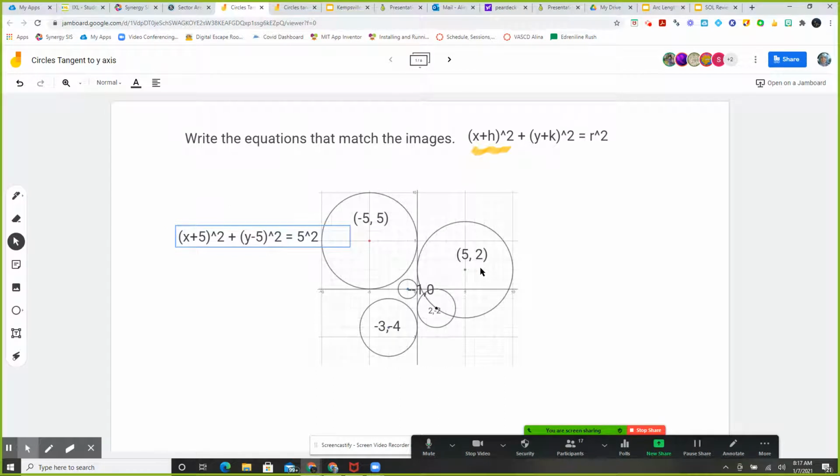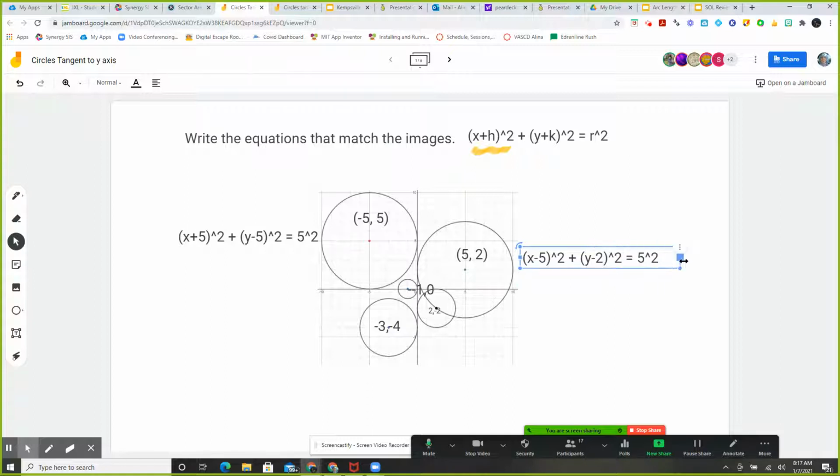What about this equation with the 5 and the 2? Help me write that one. X minus 5 squared plus y minus 2 squared. And then would it be 5 squared? 1, 2, 3, 4, 5. It would be 5 squared. I was having a hard time reading those.